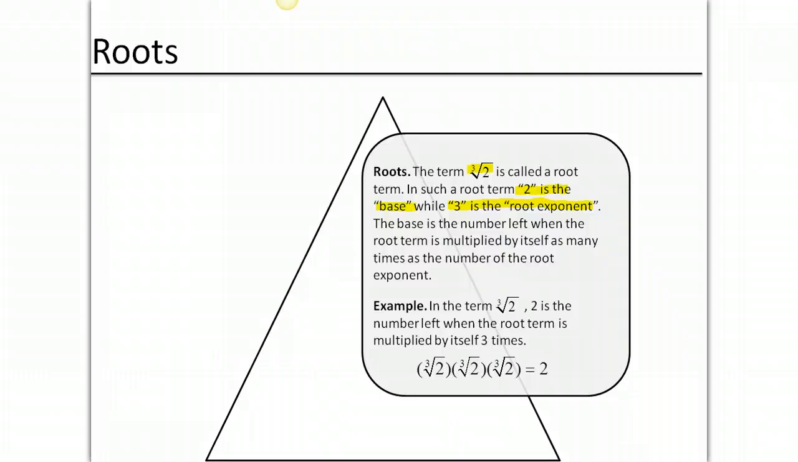So in the term cube root of 2, 2 is the number left when the root term is multiplied by itself 3 times, the number of the root exponent. So cube root of 2 multiplied by itself 3 times equals 2, the number inside of the root symbol.